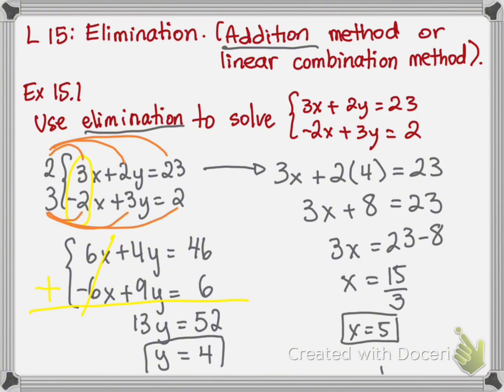Now remember that in this case, since we're finding a point where these two lines are meeting or intersecting, my final answer is x and y. So (5, 4). It has to be in a parenthesis to say that that is a point.